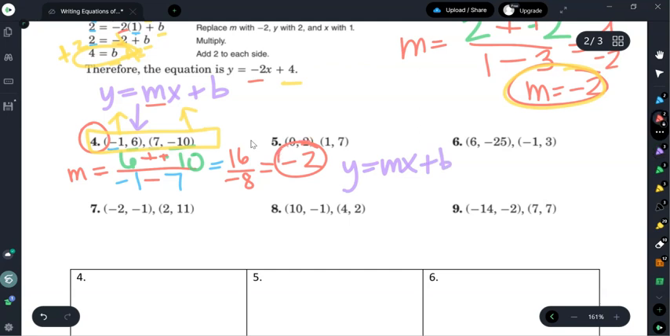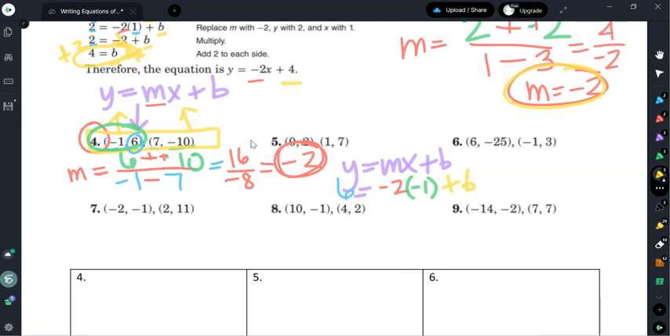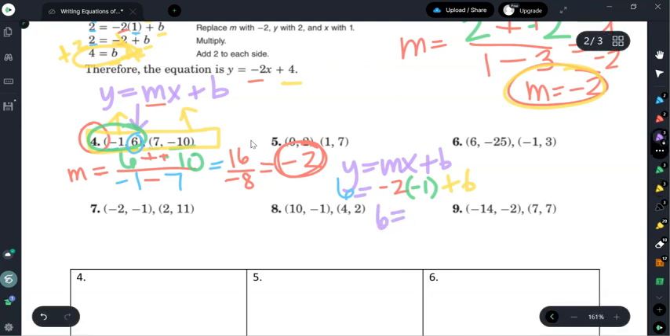M is -2. X, let's use the first point, is -1. Y is 6. And then we're looking for b. So 6 is equal to -2 times -1, which is just 2, plus b. And then I'm going to get the 2 moved over. We're going to solve for b. So 4 is equal to b.